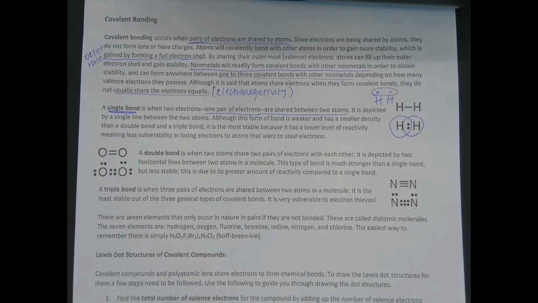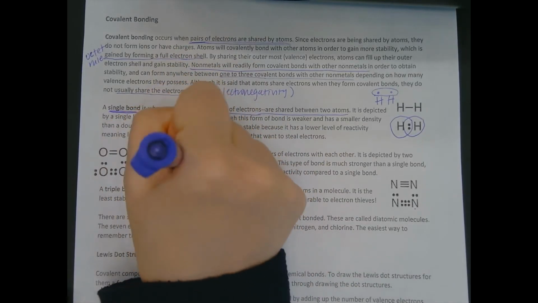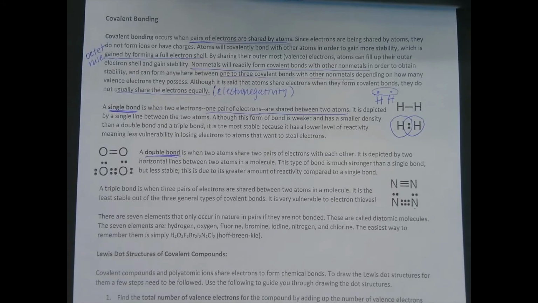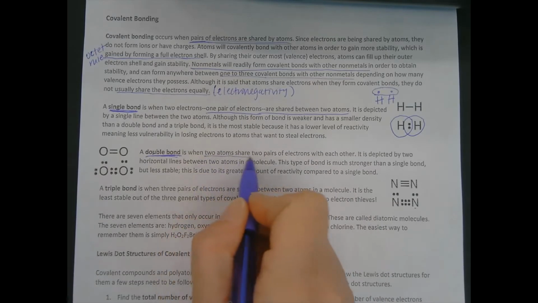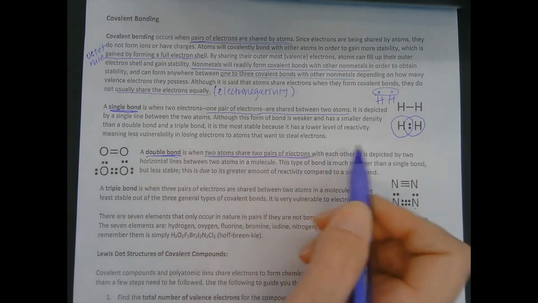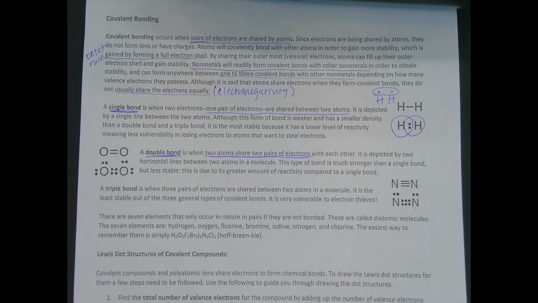Single bond. Okay, double bond. What does the word double mean? 2, right? Twice as many. So a double bond is when 2 atoms share 2 pairs of electrons. So you have 2 atoms, and between them, they're sharing 2 pairs of electrons. So a total of 4 electrons. It is depicted by 2 horizontal lines between 2 atoms in a molecule. And this type of bond is stronger than a single bond, but it's less stable. Okay? And this has to do with reactivity compared to a single bond.